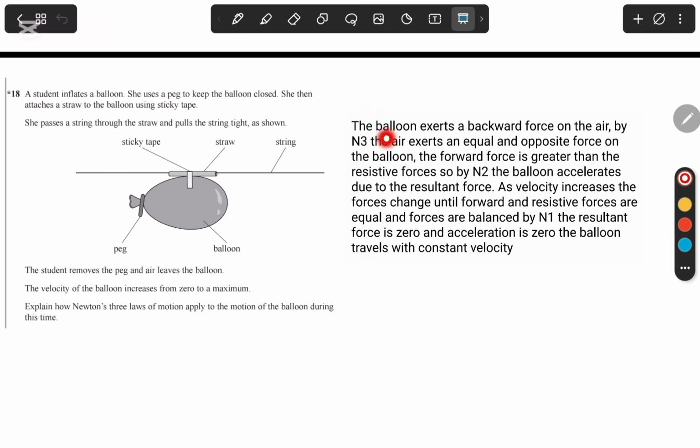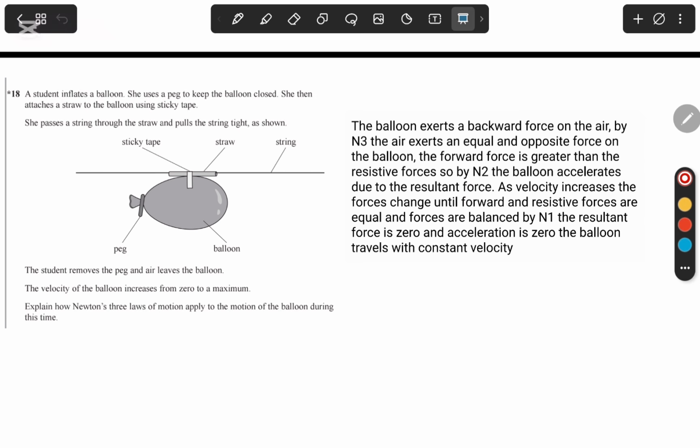Okay, so we're going to write down: the balloon exerts a backward force on the air. By Newton's third law, the air exerts an equal and opposite force on the balloon. The forward force is greater than the resistive forces. So by Newton's second law, the balloon accelerates due to the resultant force.